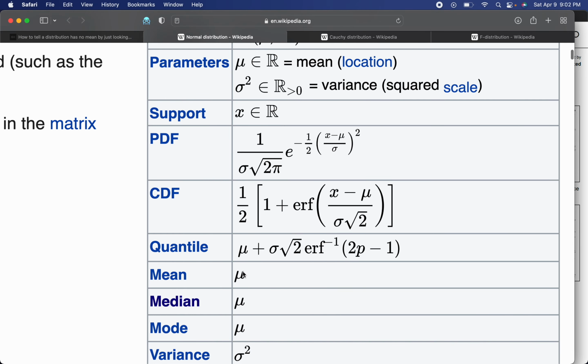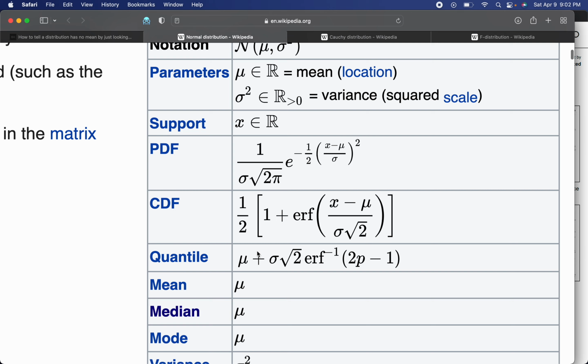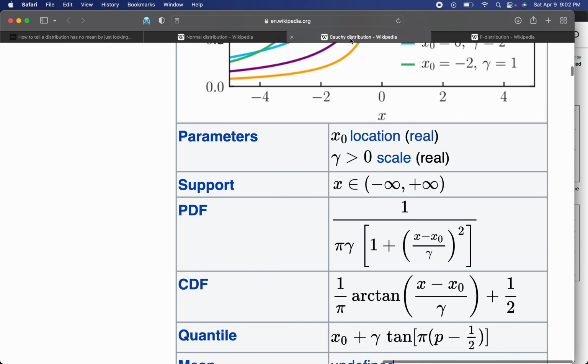And what is the mean of this distribution? It is just mu. I mean, that's the definition. So, okay, the normal distribution has a mean of mu. Now let's look at the Cauchy distribution.